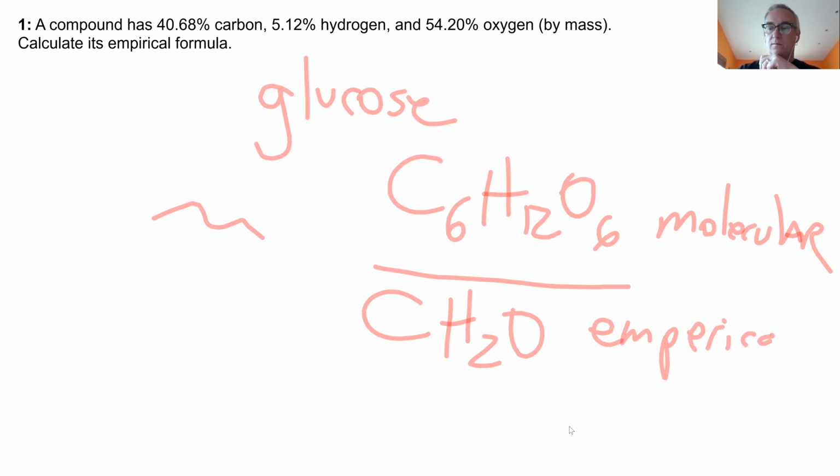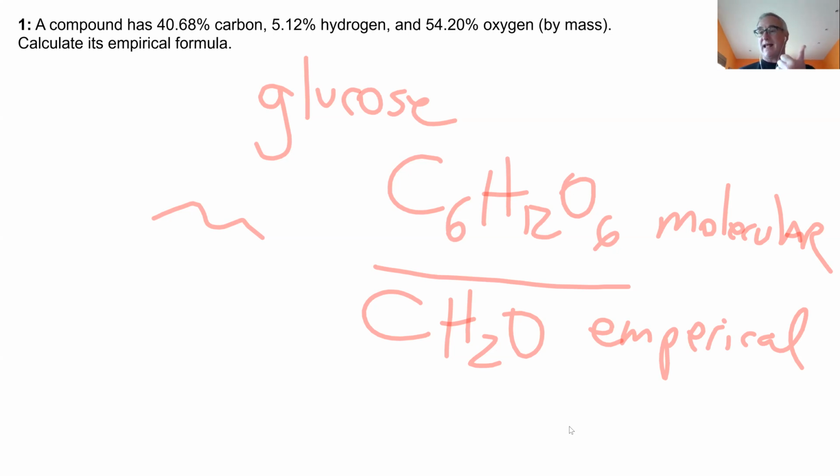Is that why sugars are called hydrocarbons? So anything with carbon and hydrogen in it is called a hydrocarbon. Yeah, generally a hydrocarbon doesn't have any oxygens in it. It's just carbon and hydrogen.